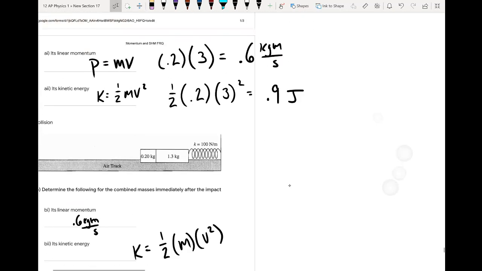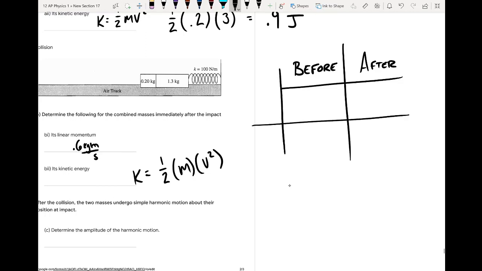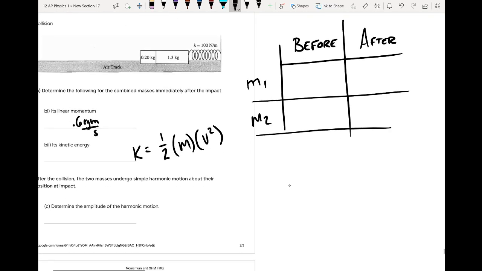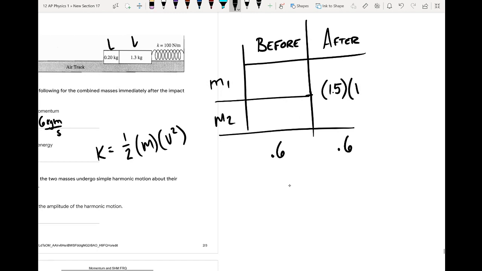So we have a collision. We have before the collision, and then we have after the collision. Before, the only thing that's moving is our m1. We said the total momentum before is going to be 0.6, which means the total momentum after has to be 0.6. These two objects are sticking together, so we can picture them as a combined mass, one heavier object with a mass of 1.5, the 0.2 plus the 1.3, moving with some common velocity.